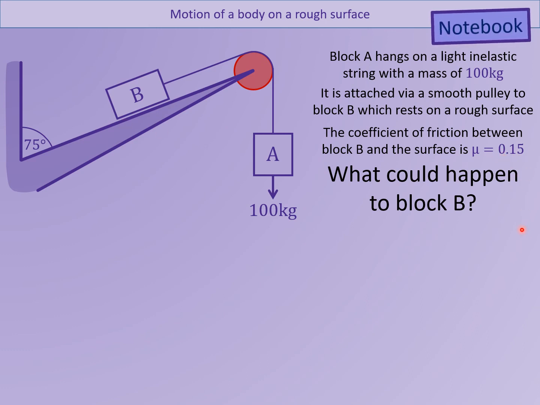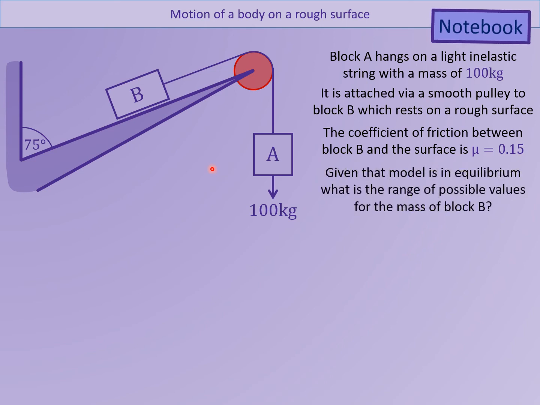What we want to do is consider what could happen to block B. Realistically, I've just spoilt this for you. I've just said that block B could move down the slope and pull A up, or it could move up the slope towards the pulley, or it could do something else as well. The answer is, of course, it could be in equilibrium, therefore it doesn't move at all. It would just stay stationary. So those are the sorts of situations that we could be looking at.